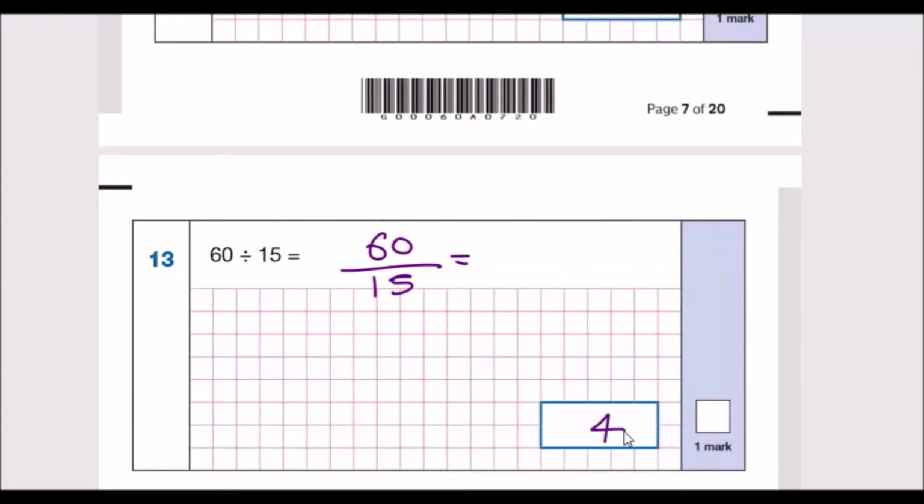Cancel down. So if you look at these numbers, clearly they're in the 5 times table. So divide the top half by 5. We could say there are 12 5s in 60 and there are 3 5s in 15. Now we notice that these are in the 3 times table. So 12 divided by 3 is easily 4. So that is all said and done.